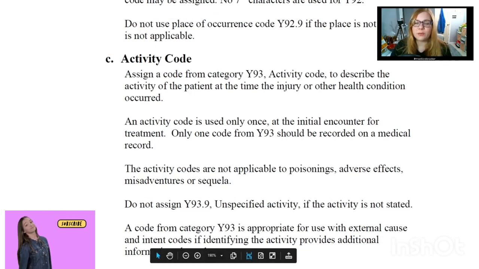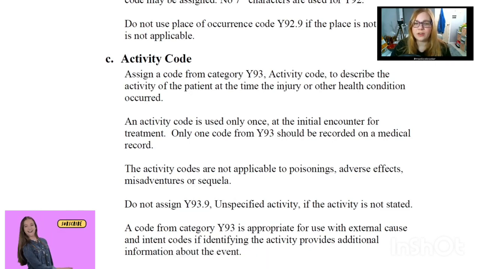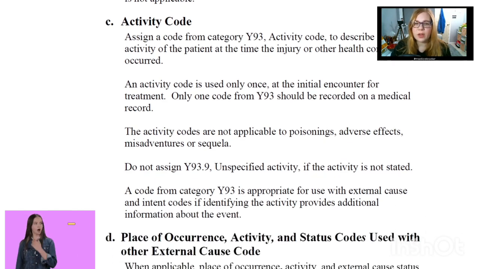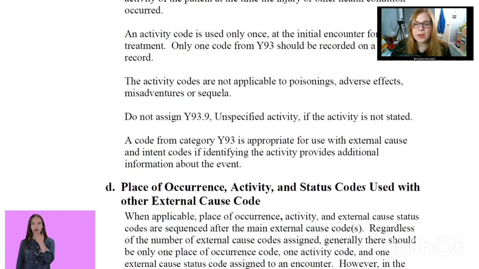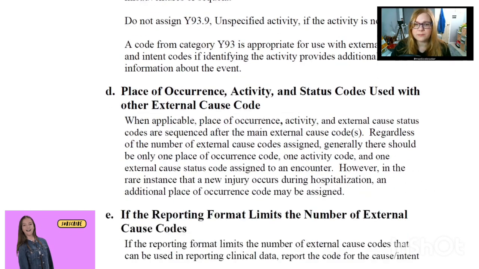Activity code. Assign a code from category Y93 activity code to describe the activity of the patient at the time of the injury or other health condition occurred. An activity code is only used once at the initial encounter for the treatment. Only one code from Y93 should be recorded on a medical record. The activity codes are not applicable to poisonings, adverse effects, misadventures, or sequela, and do not assign Y93.9 unspecified activity if activity is not stated. A code from category Y93 is appropriate for use with external cause codes and intent codes if identifying the activity provides additional information about the event.